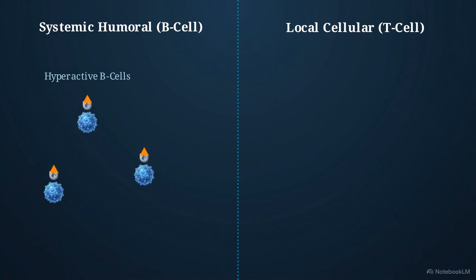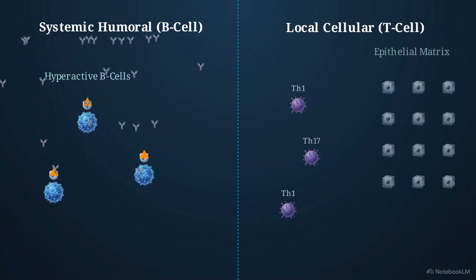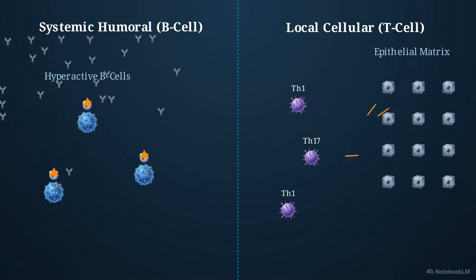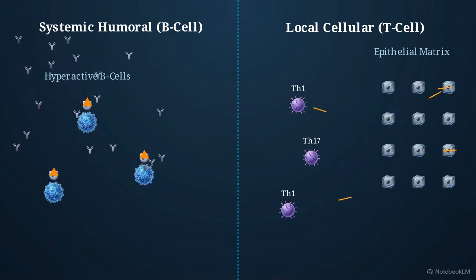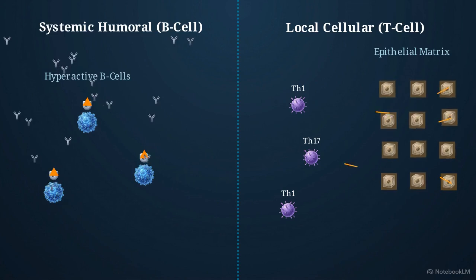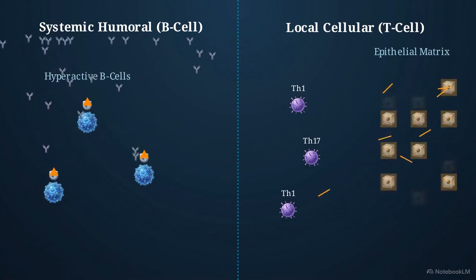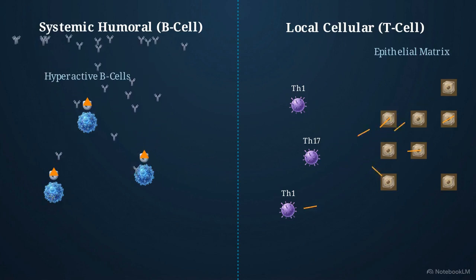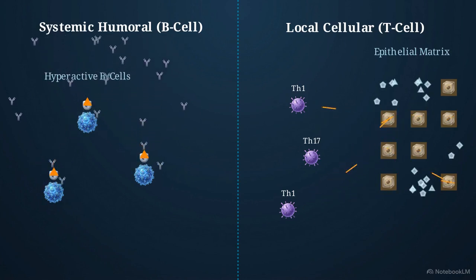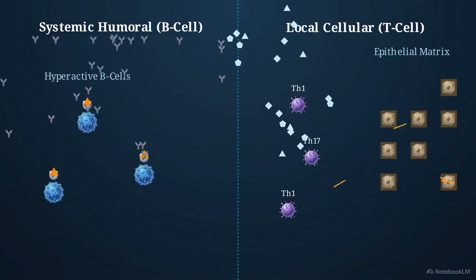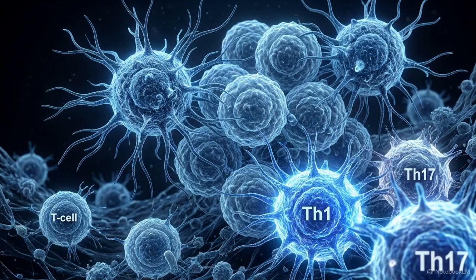As B cells flood the system with autoantibodies, Th1 and Th17 cells lock on to the local tissue, blasting it with cytokines like interferon gamma and IL-17. These cytokines splinter the cellular matrix. They mediate direct epithelial injury, shredding the local architecture and releasing fresh autoantigens into the environment. T follicular helper cells maintain the germinal centers, while regulatory T cells fail to suppress the mounting damage.